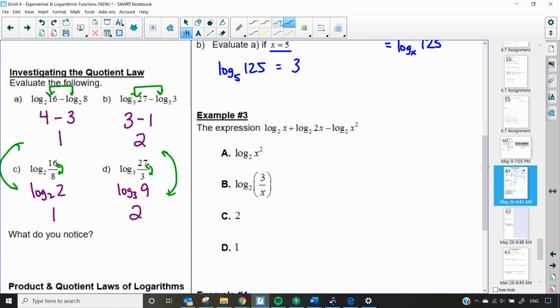All right, moving right along. The next question says that the expression log base 2 of x plus log base 2 of 2x minus log base 2 of x squared can be expressed as one of these values. So let's see which one it is.